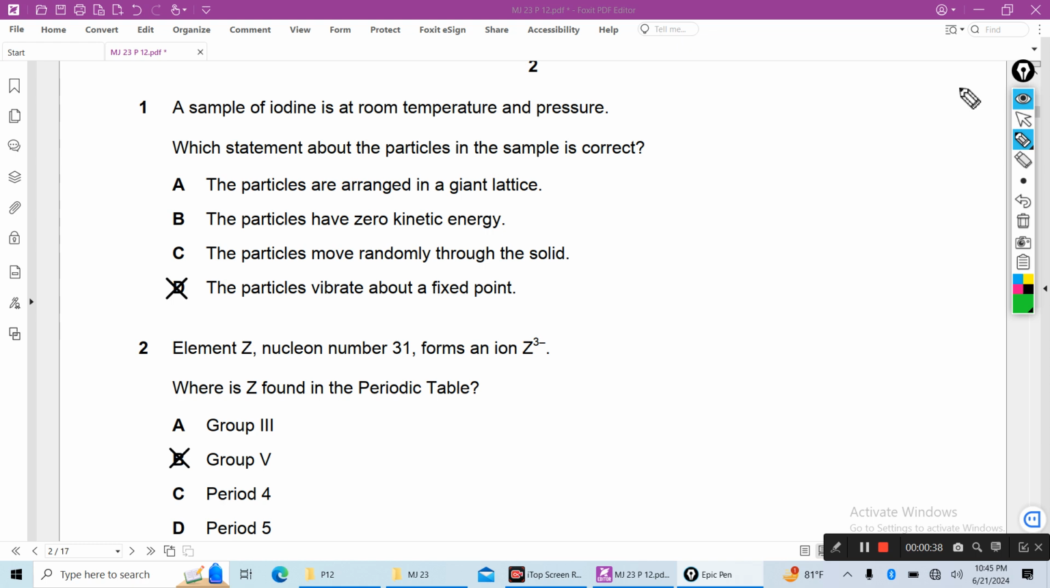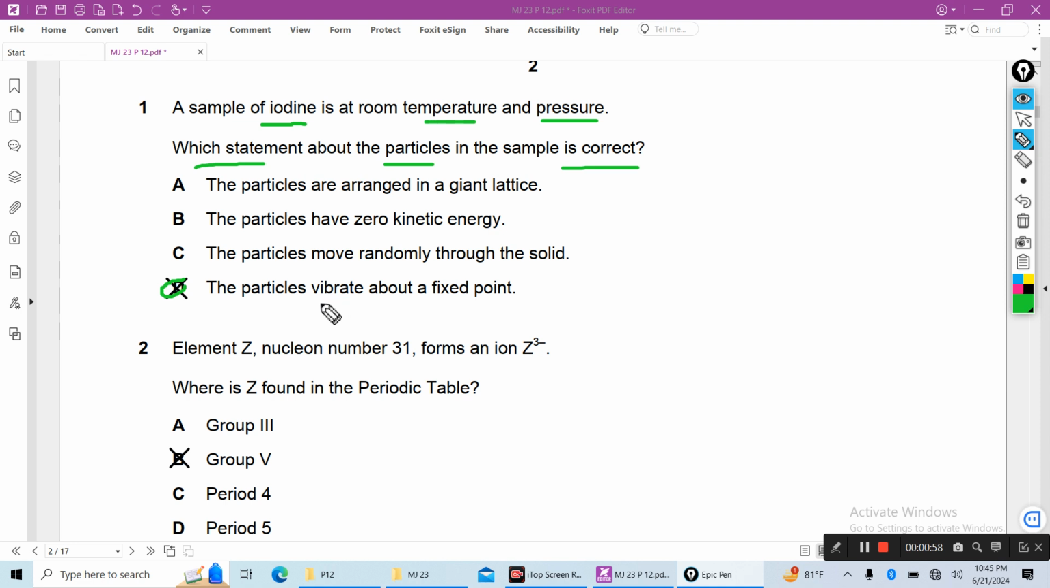Number 1. A sample of iodine is at room temperature and pressure. Which statement about the particles in the sample is correct? D is the correct answer.